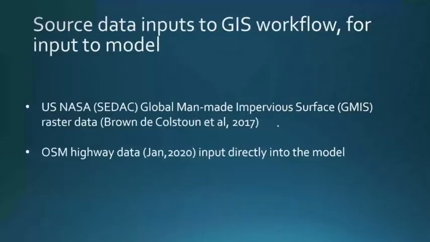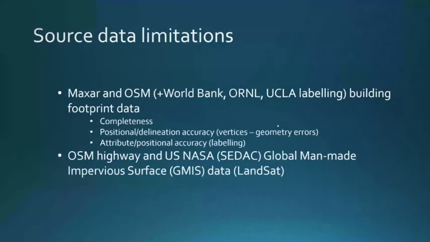The other source data sets that we use as input to the GIS workflow are the GMIS impervious surface raster data, that's the NASA data, and we also have the OSM highway data for January 2020, which is input directly into the model without any processing being necessary. I'll skip over the source data limitations because of time.